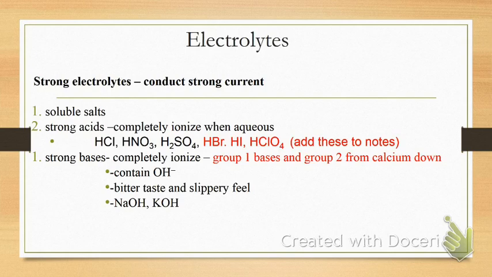You have to memorize all of the acids. I needed you to add those other 3 in, and then you memorize the strong bases. But I mean, just look over there and go group 1 and then calcium down of group 2. Anything else is weak. So if I had aluminum hydroxide, that's a weak base.